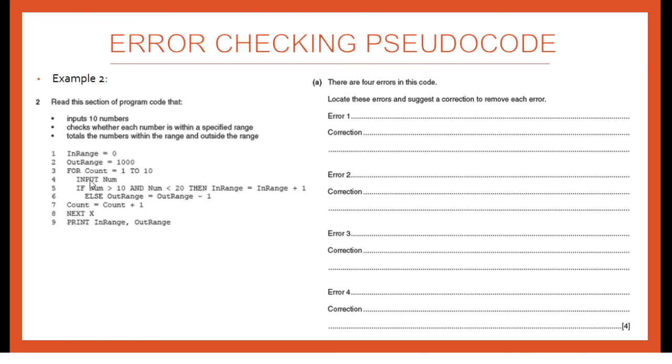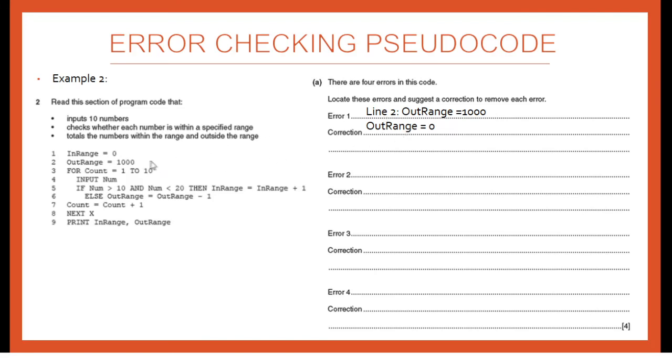So the variables in this algorithm are in range and out range. Line 5 is where the in range is counted, and line 6 is where the out range is counted. The first mistake I can see is that out range is equal to 1000, which is line 2. If the out range is 1000 and it is subtracted by 1 every time a number is outside the range, then the results will be inaccurate. The correction should be out range is equal to 0.